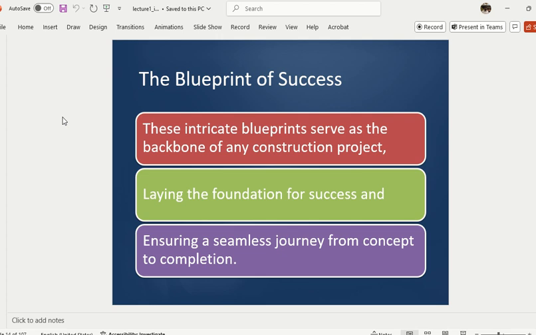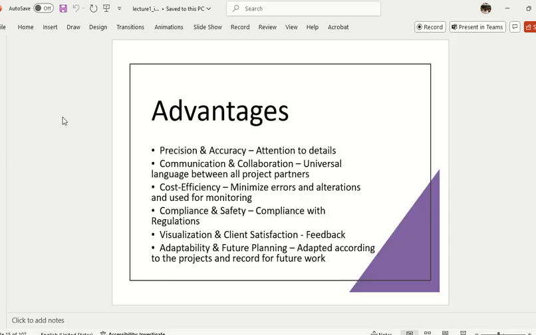If your drawings are not accurate, if they are not complete, then most definitely your construction will not be according to the requirements of the client. Because how do you know the requirements of the client? From the drawing. Or your construction will not be according to the design. Because how do you know about the design? From the drawings. So for your construction work to be successful, your drawings must be complete and accurate. Clear? And that's why we call it the blueprint of success.